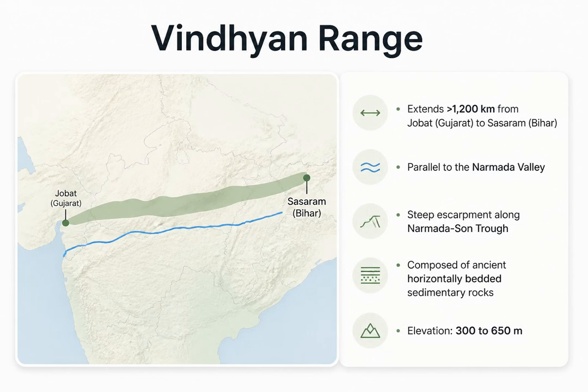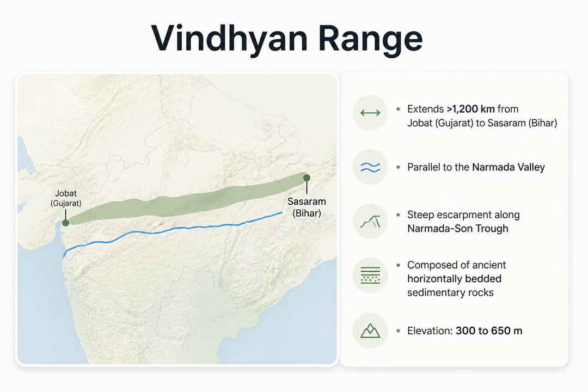Moving south, we find the Vindhyan Range. This range runs parallel to the Narmada Valley in an east-west direction for over 1,200 kilometers, starting from Jobat in Gujarat and reaching Sasaram in Bihar. It forms a steep escarpment along the northern edge of the Narmada Son Trough.